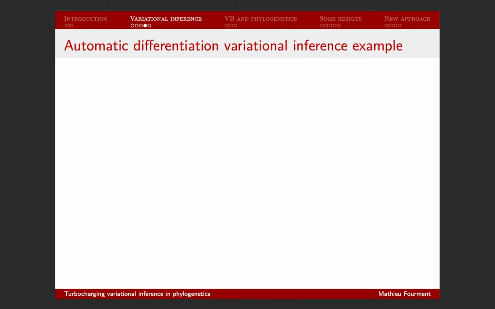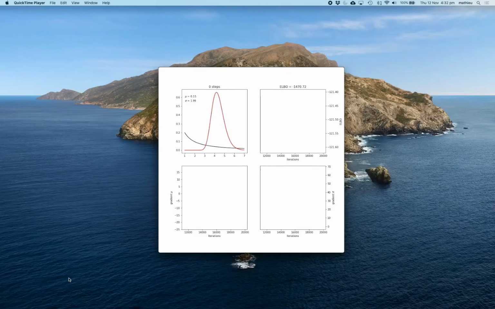Now I'm going to show you an example of variational distribution. Here on the top left corner, we've got in red the posterior distribution of interest. And in black, that's the variational distribution. Here in this case, it's just a log normal distribution. And we've got the parameters on the top left corner, mu and sigma. That's just some random parameters. And you can see that the distribution doesn't look like the posterior distribution in red.